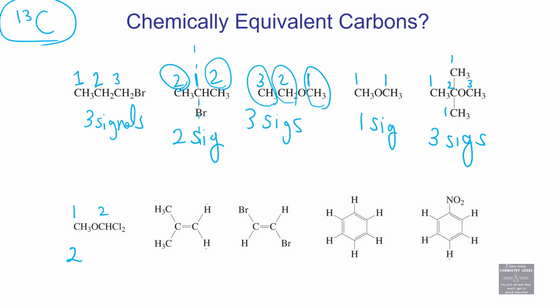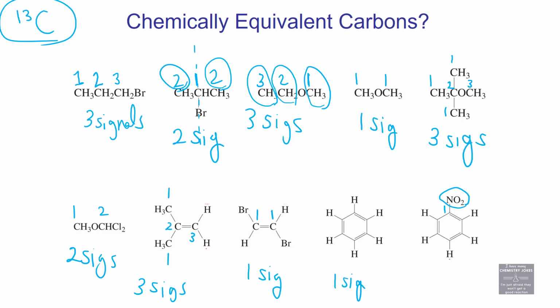Moving along, this one would show 2 signals. This would show 1, 2, 3 signals. 1. Benzene is different. Benzene is weird, but all of those are chemically equivalent carbons, aren't they? Yes, because of resonance, they are. It's a little bit different for the next one because it's a substituted benzene. That substituent on the benzene changes things a bit.